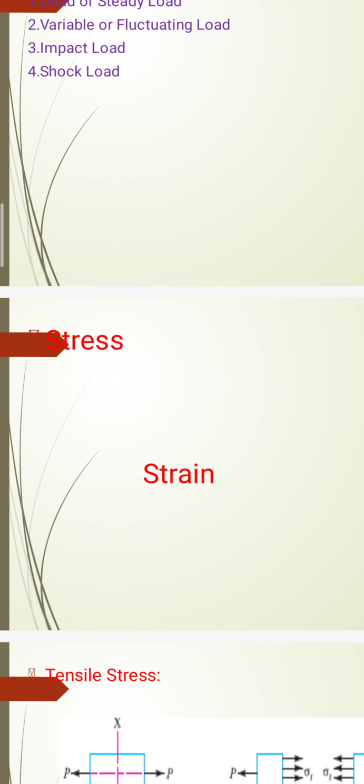So what is strain? Strain is defined as the ratio of change in length to the original length. Means the ratio of change in dimension to the original dimension of a body subjected to external loads. Basically, linear strain is denoted by small letter e, and lateral strain is denoted by e_L.